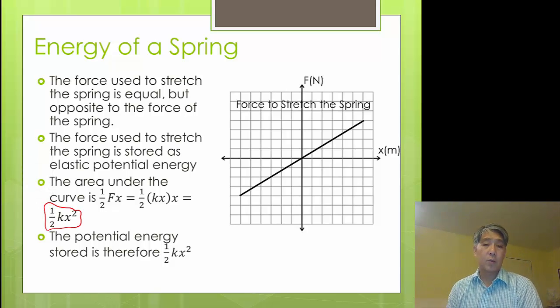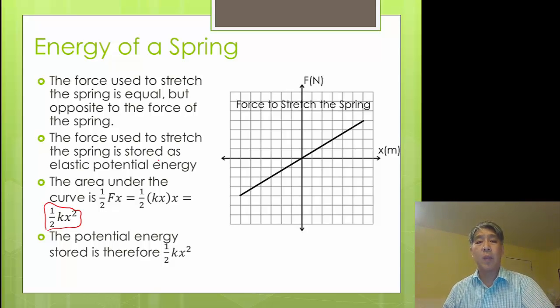If I calculate that, we end up with the formula listed here, which says that the work for stretching a spring, or the energy stored in the spring, is equal to 1/2 kx squared. The reason those two terms are synonymous is that the force used to stretch the spring is also equal to, but opposite to, the force of the spring. And this is the energy as I stretch the spring.